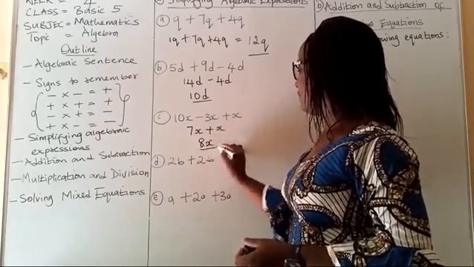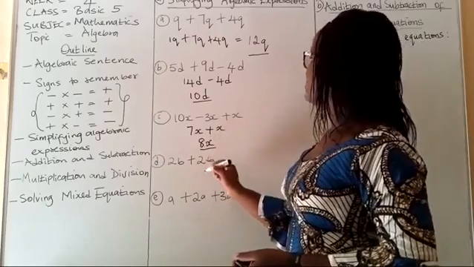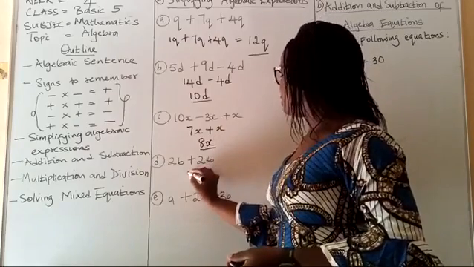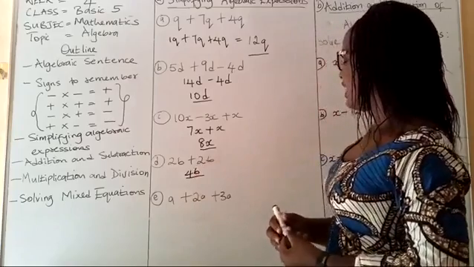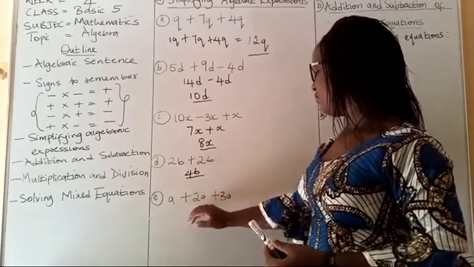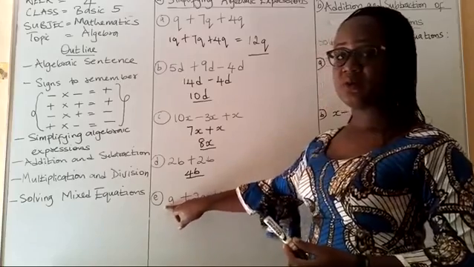Over here we have 2b plus 2b. That is giving us 4b. Now here we have a plus 2a. Remember I said this is representing 1, right?